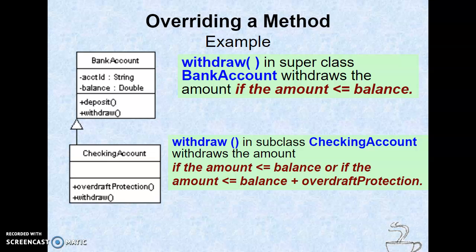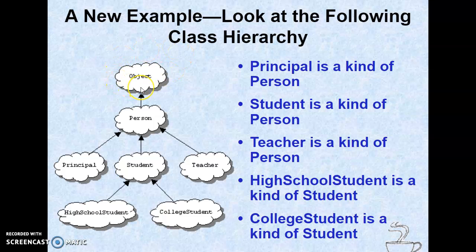And so we could say getAccountID().equals whatever it is in the parameter. So it's just good to know that those two methods are in Object, and so we're overriding them whenever we rewrite them in our own classes.